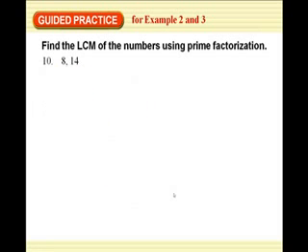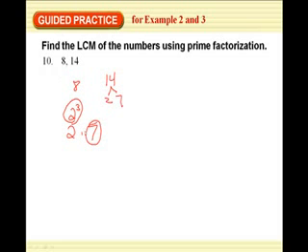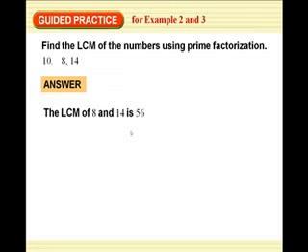Is that the one? Oh, that's one we just did. All right, 8 and 14. So we already know 8. 8 was 2 to the third. We just did it. 14 is 2 times 7, so we'll pile those on top of each other. The biggest 2 is that one. There's only one 7. So 8 times 7 is 56. That's my LCM. There it is.